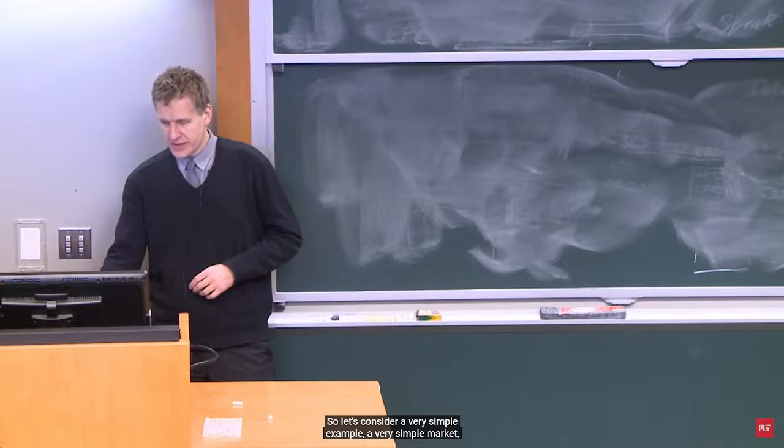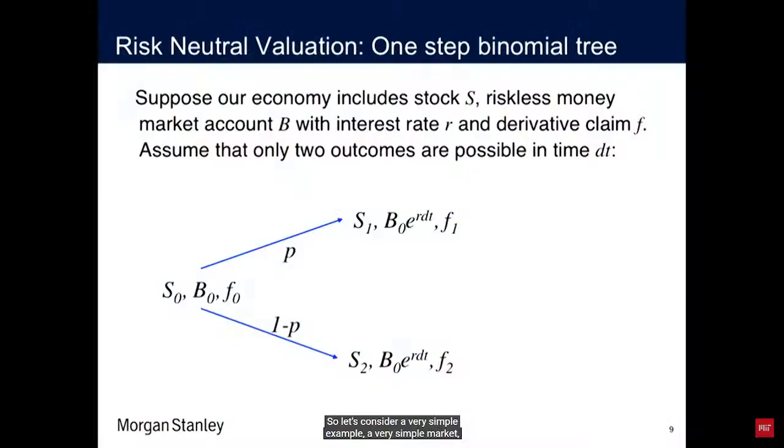So let's consider a very simple example, a very simple market, with 2 periods. Suppose our time is discrete and we are one step before the maturity. Right now our stock has price S0 and there is some derivative F0 with some payout. We'll consider a few of those.